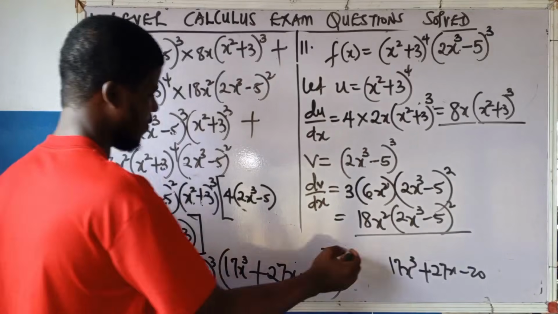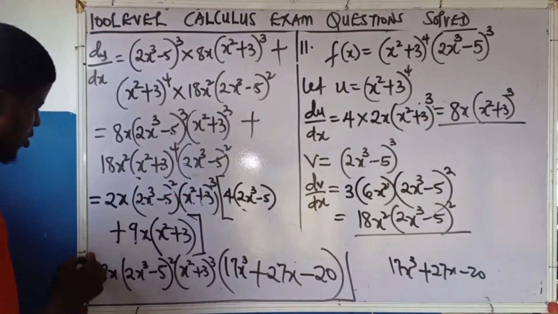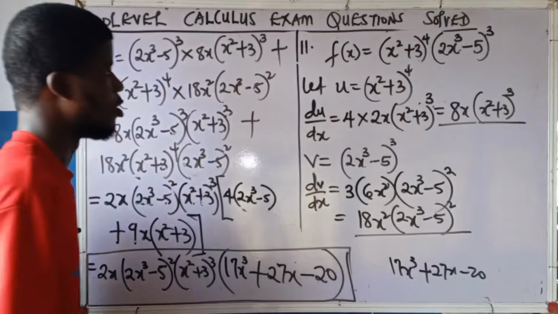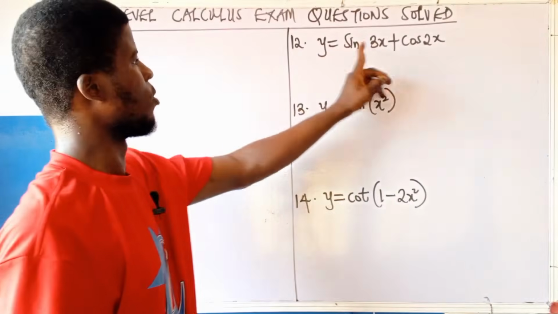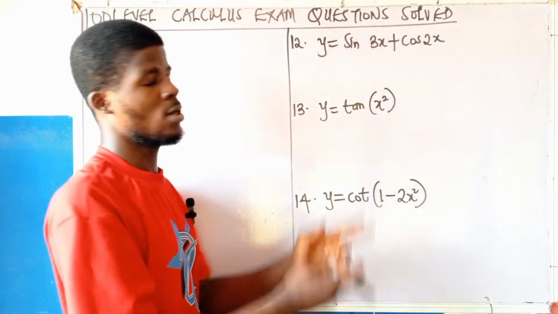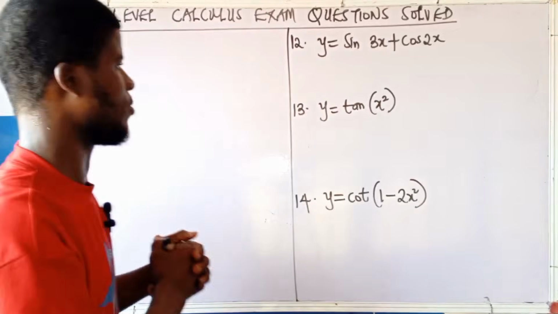This is the final derivative: the derivative of this particular function with respect to x. Question 12 now. y is equal to sin 3x plus cos 2x. What is the derivative of this function?